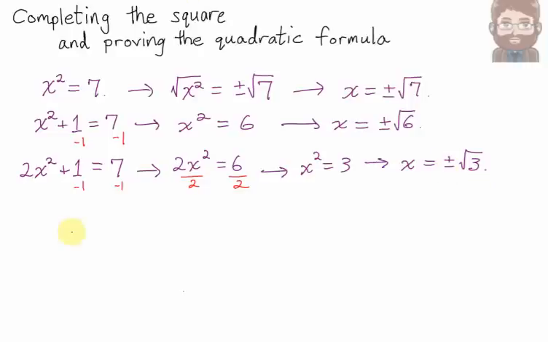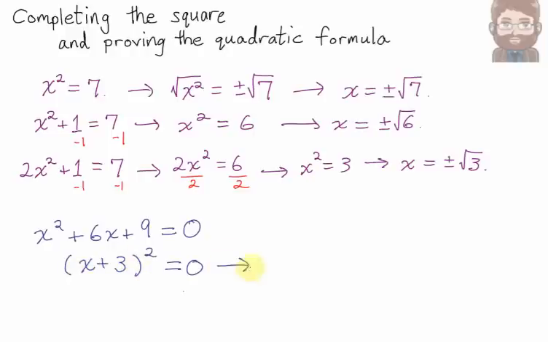Now let's look at a much trickier example. Let's consider x squared plus 6x plus 9 equals 0. Now it turns out that this left-hand side is a perfect square. It's the perfect square of the algebraic term x plus 3 squared. In other words, this term factors very nicely.